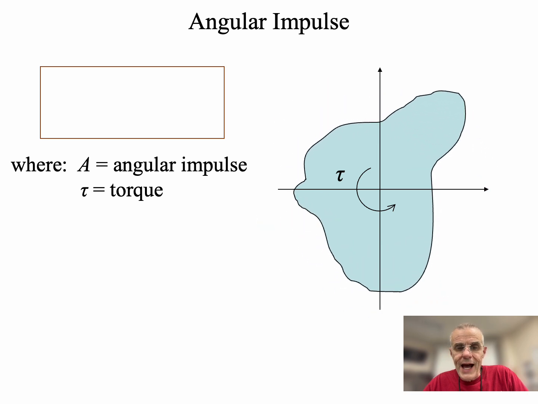So if a torque acts on an object for a period of time, that can be considered to be an angular impulse. And here's an equation. The integral of torque dt would give us a quantity that would be equivalent to angular impulse. Angular impulse is a quantity that might be useful to help us analyze a collision or an impact. See the video on the sweet spot for an example.